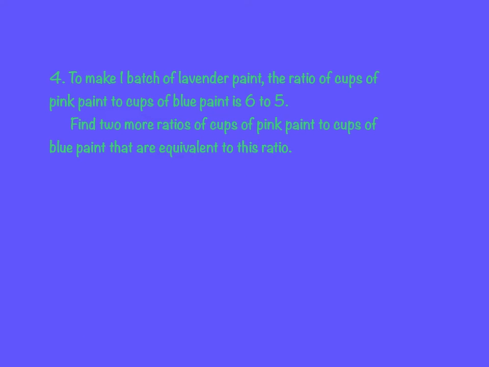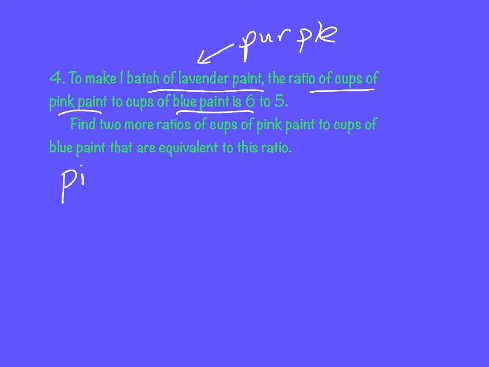The last problem, this is just kind of crossing over between our scale factors, what we're doing in our geometry unit, and bringing it down to a very simple ratio. So to make one batch of lavender, just so you know, is a form of purple, the ratio of cups of pink to blue paint is 6 to 5. So I always like to have my words first. Words first. Pink. That was the first one.